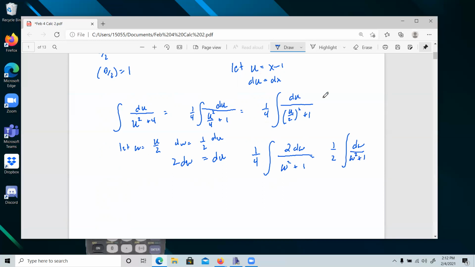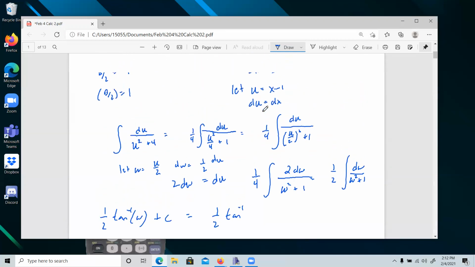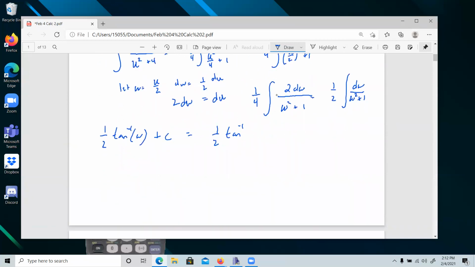So let's go ahead and integrate that. And now we get 1/2 inverse tangent of w, plus c. So that's going to be 1/2 inverse tangent. You say, what the heck was w? w was u over 2. So what the heck was u? u was x minus 1. So it's going to be 1/2 inverse tangent of (x minus 1) over 2, plus c. And that is that integral.